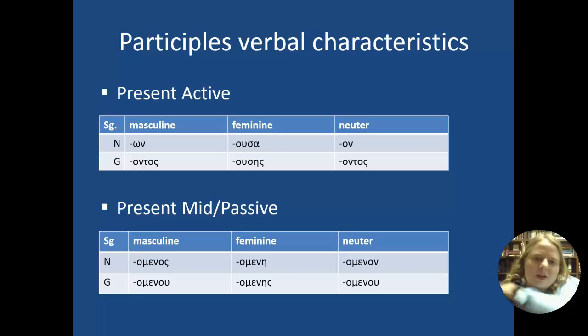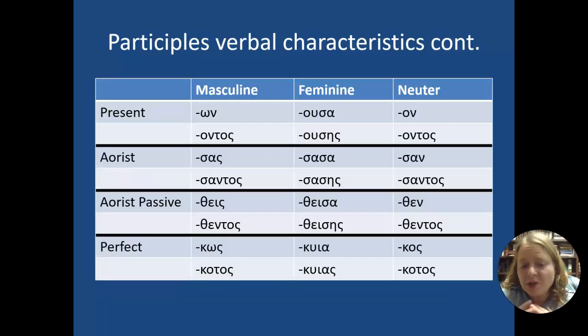And then for verbal characteristics, you've got these kinds of endings. You're going to have these present active endings that are like -on or -ontos, -ousa or -ouses, -on or -ontos. You can see how it looks: masculine, feminine, and neuter. And then for the middle passives, it's always going to have this -men- in it, so that's going to help us. But -os, -a, -on, -ou, -as, -ou, that looks like what we kind of know for masculine, feminine, and neuter.